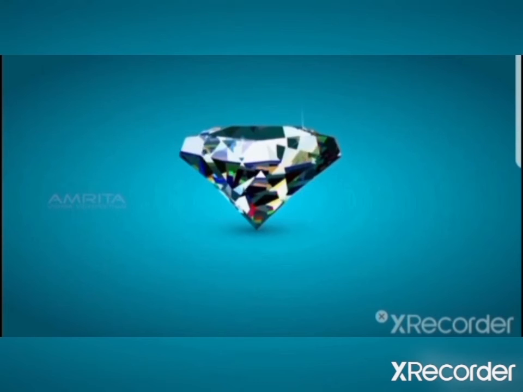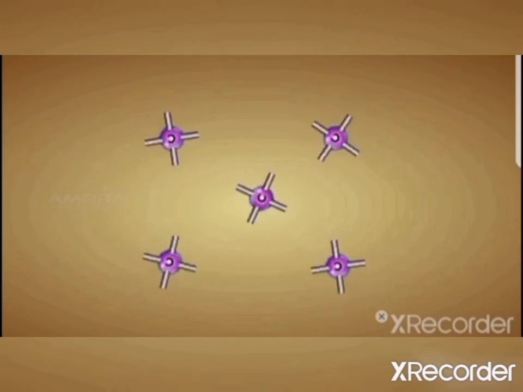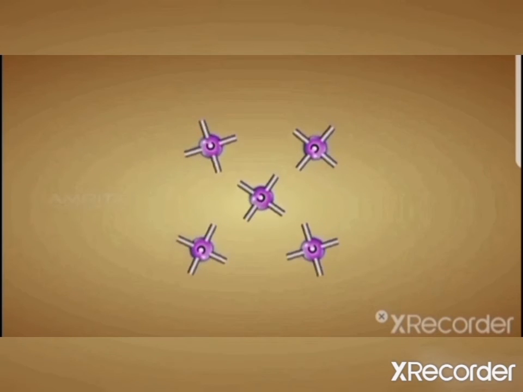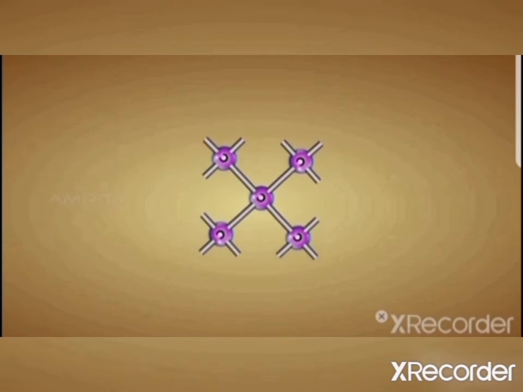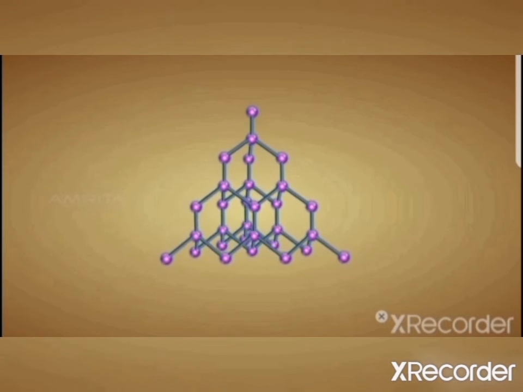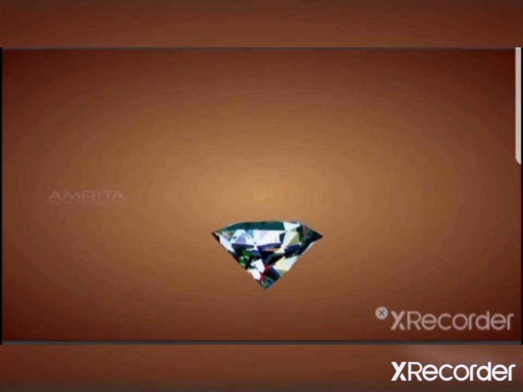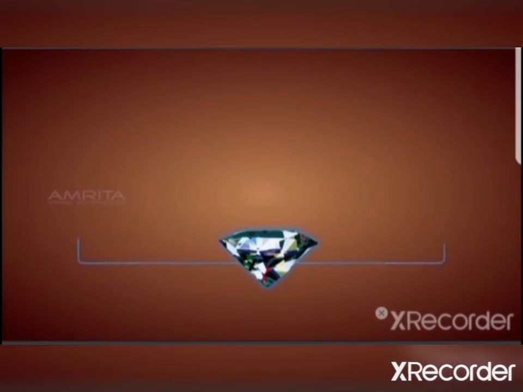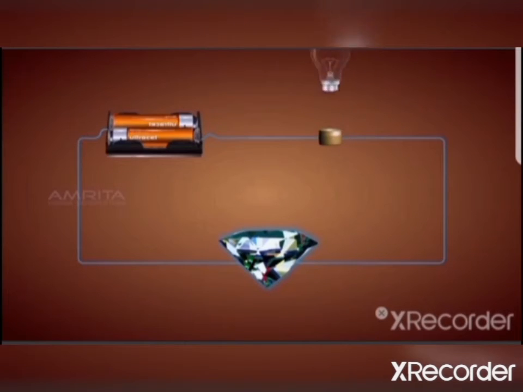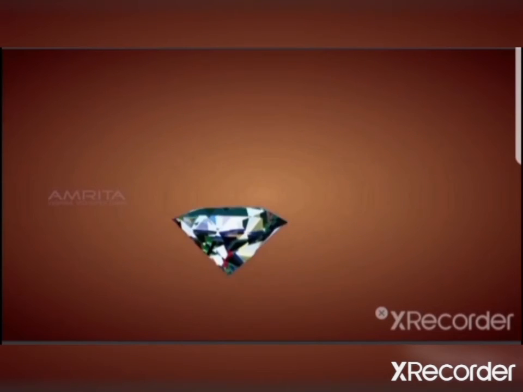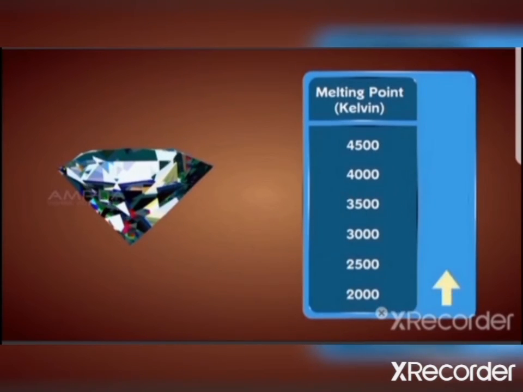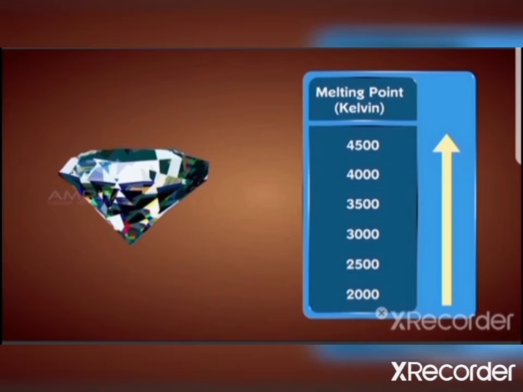In diamond, each carbon atom is linked to 4 other carbon atoms by covalent bonds, forming a rigid, compact, three-dimensional structure. Due to the absence of free electrons, diamonds are bad conductors of electricity. Diamond has a high melting point. They melt above 4000 Kelvin.